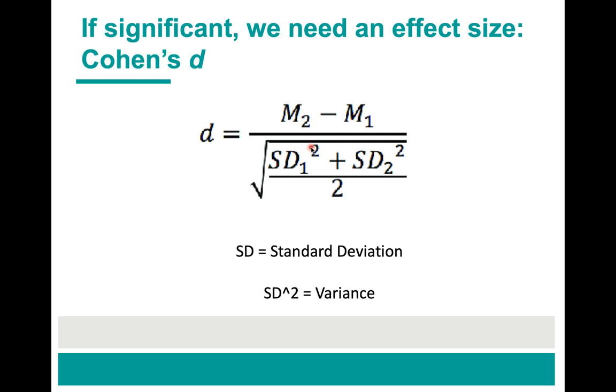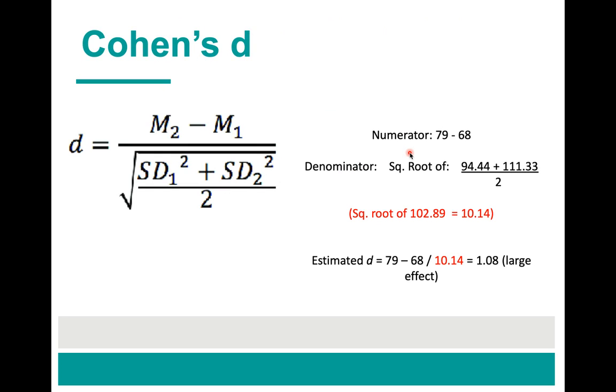It's the squared standard deviation, which is variance, which is the thing we already found, right? The squared standard deviation of each group added together divided by 2. So basically, variance plus variance divided by 2, take the square root.